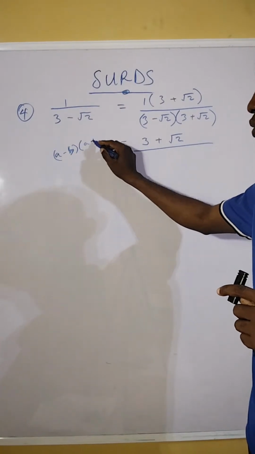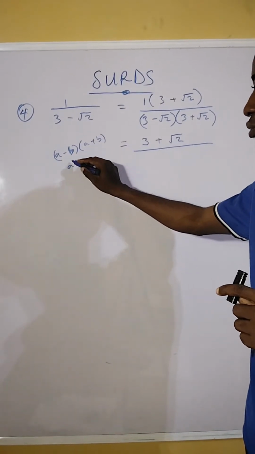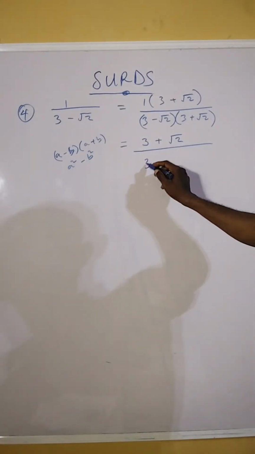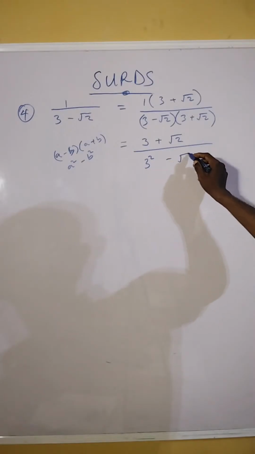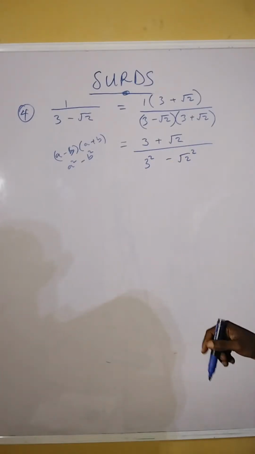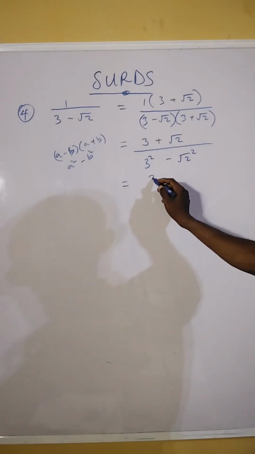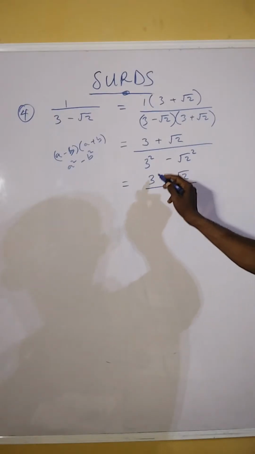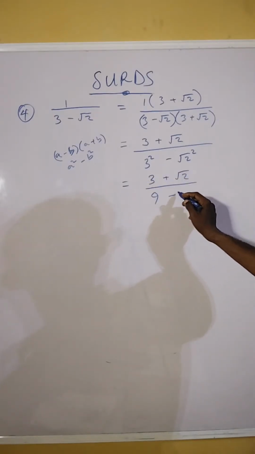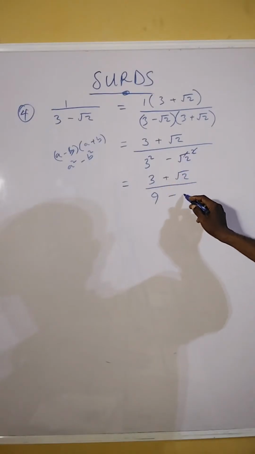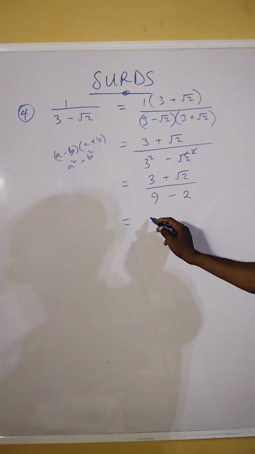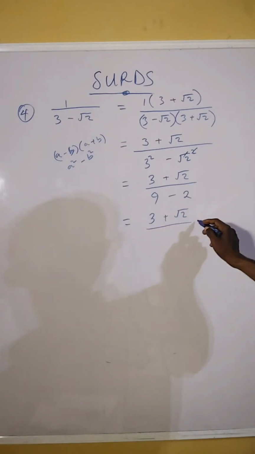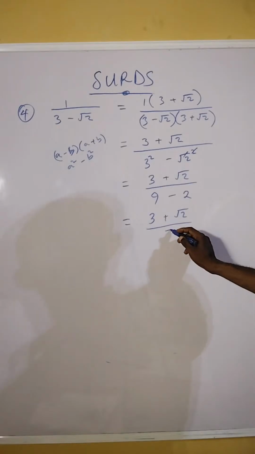Also open bracket a plus b. This is a square minus b square. As this here we have 3 square minus root 2 square. Then this here we have 3 plus root 2 over 3 square, that's 9. Then minus root 2 square, square and square root cancel, we have 2. So this here we have 3 plus root 2 over 9 minus 2, that's 7.